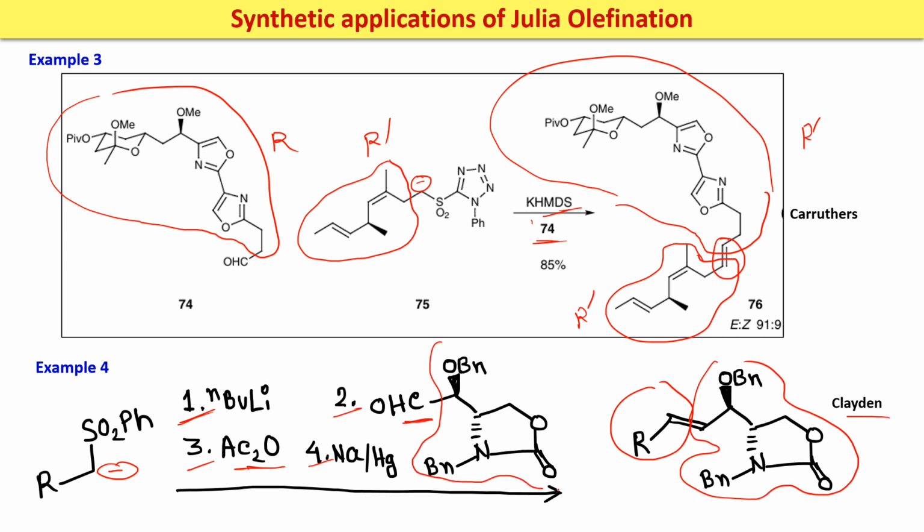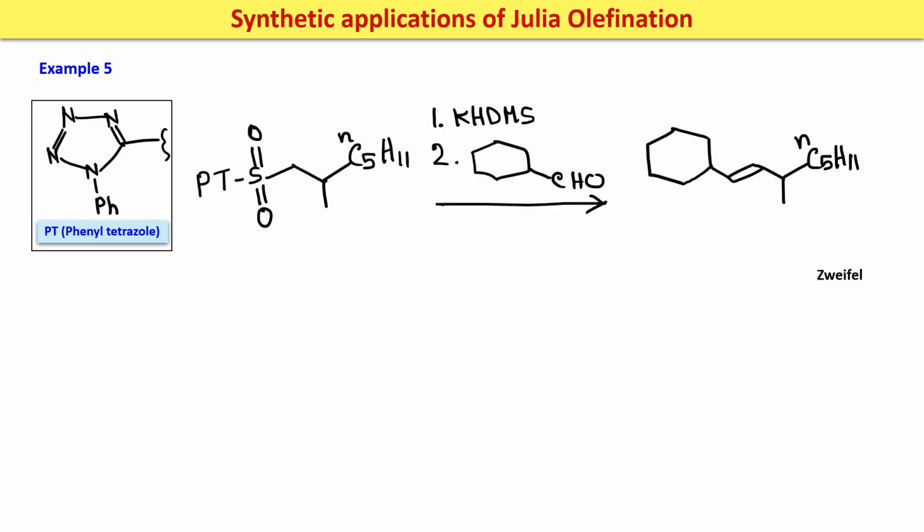that is this whole part. This, if you consider it as R prime, then this is our R prime. So there is an E double bond, that is R, then E alkene, R and R prime. Okay. The fifth example, here we have PtSO2.